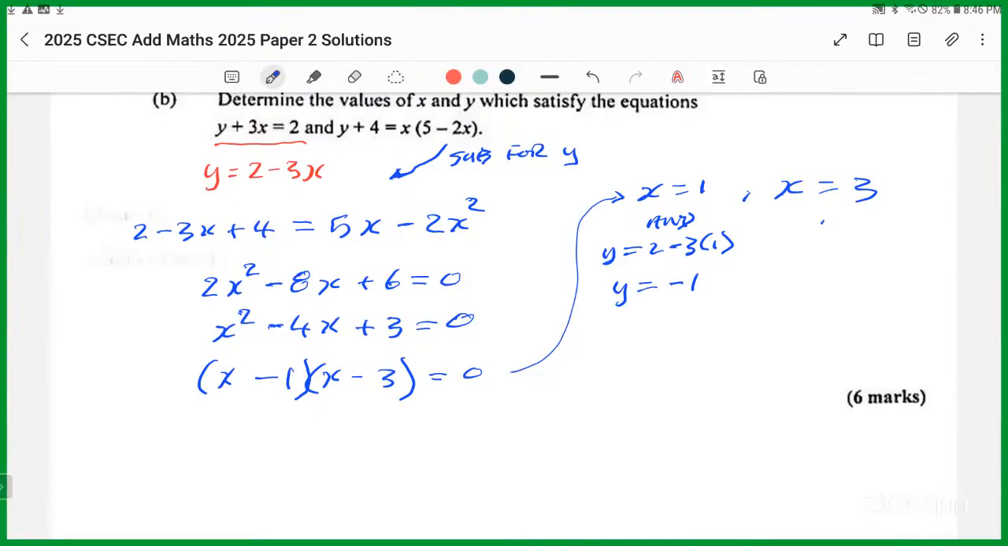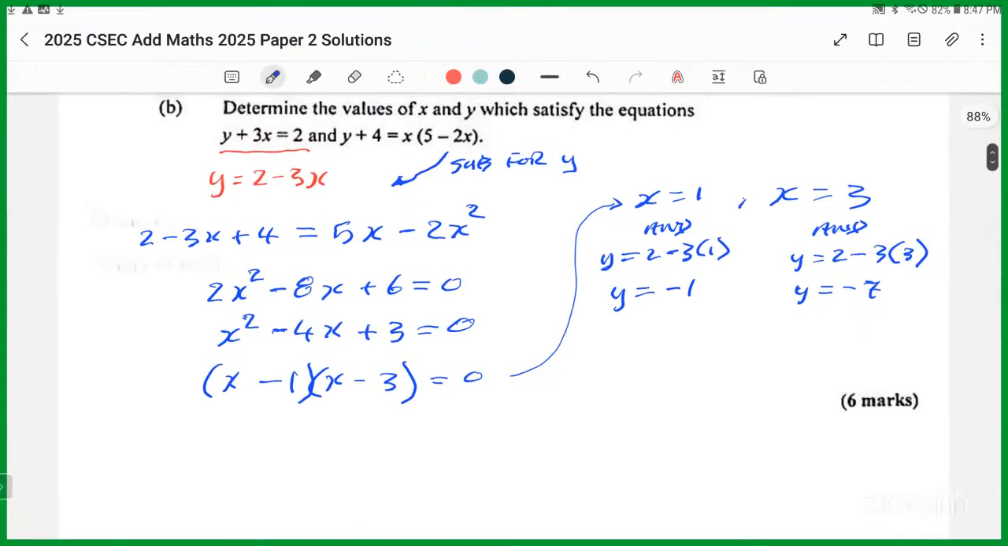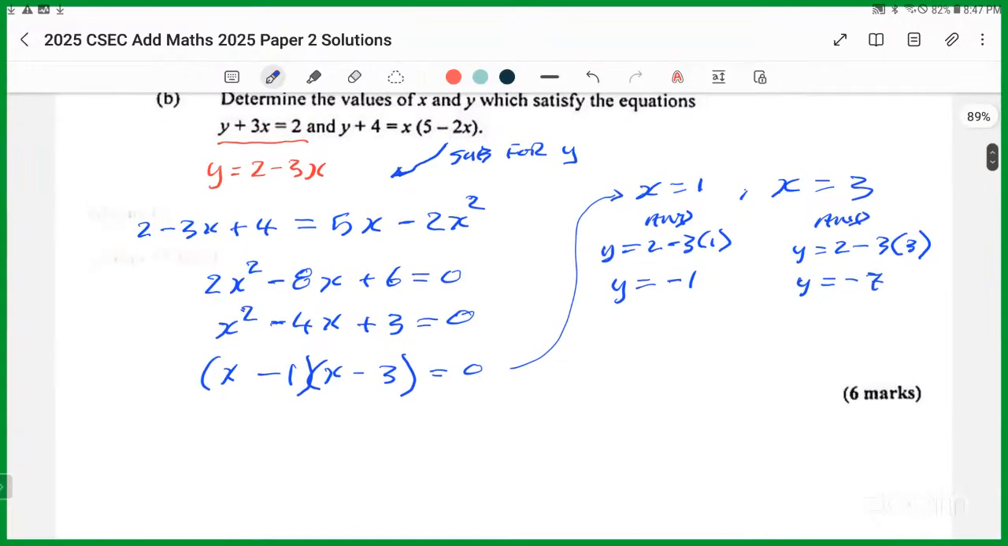And for this one, we're going to substitute here again. It will be y equals 2 minus 3 times 3. That's subtracting 9. So y is negative 7. And it also asked for the values of x and y, so here we're to write a solution.